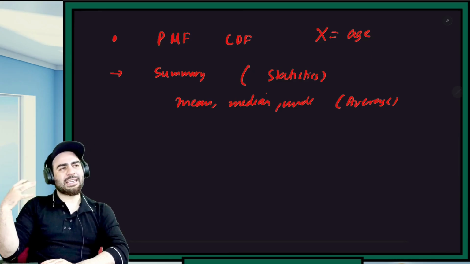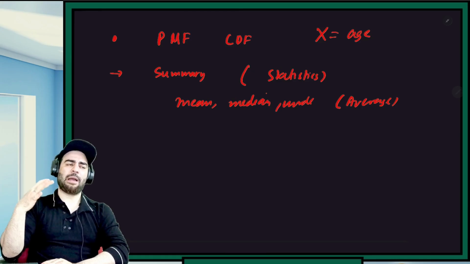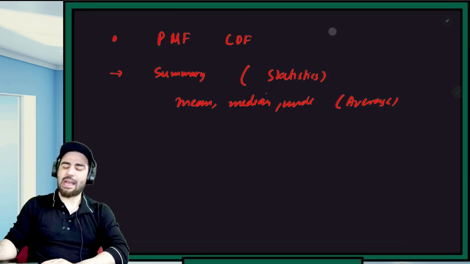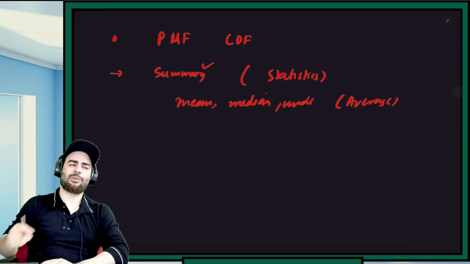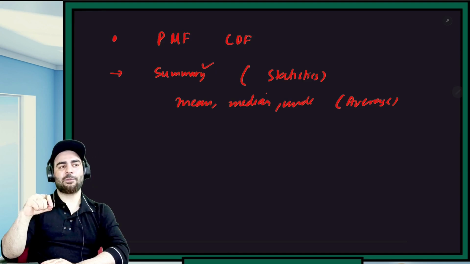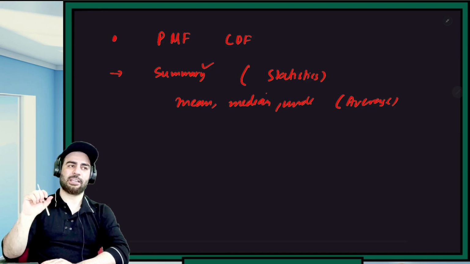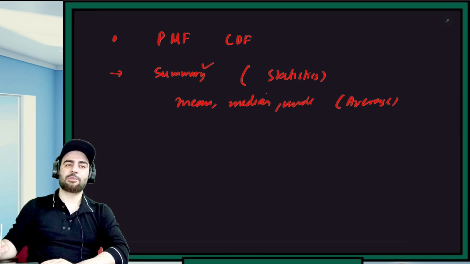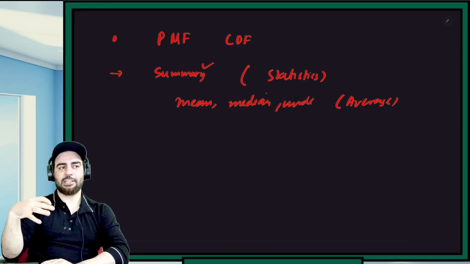But in order to just get an idea which age group I am teaching, I'll just ask you one thing: what is the average age in the class? It's something of that sort. So I just want a summary. I just want one statistic by the help of which I can just guess what is the audience here. So that is where these expectations, variance will come into the picture.